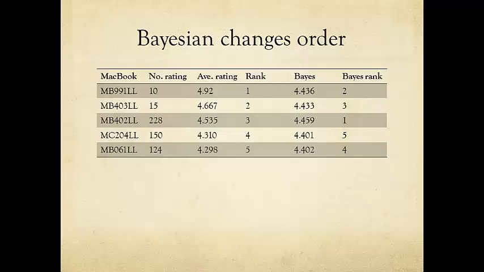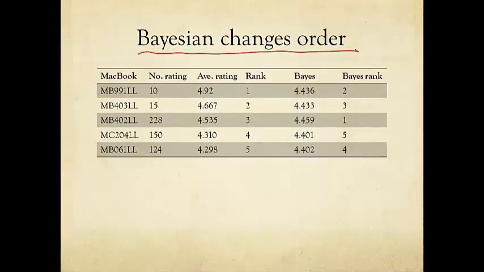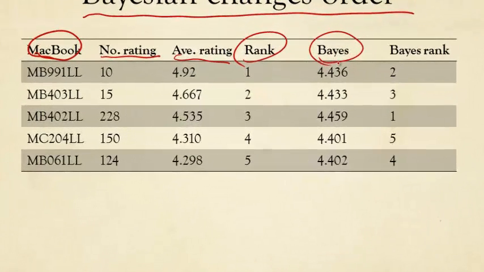Now let's go through two examples on Amazon. The first one will illustrate the point that Bayesian ranking can change the order compared to a simple naive averaging. This is data from someday in 2012 on Amazon with 5 different kinds of MacBooks. In this table we list the number of ratings, the naive simple average of these ratings, and the resulting rank. Our goal is to compute the Bayesian ranking and the resulting Bayesian rank.